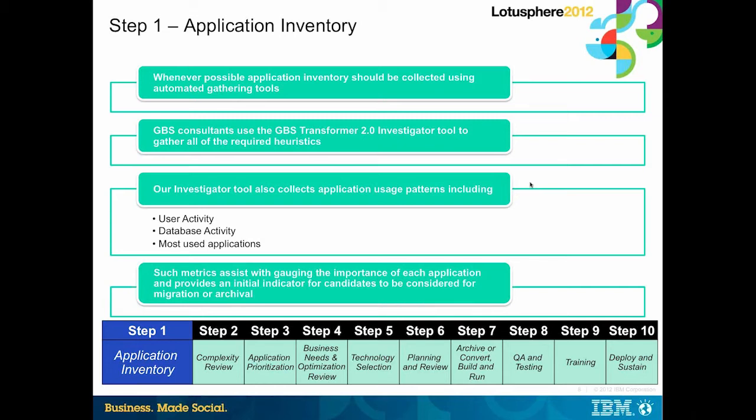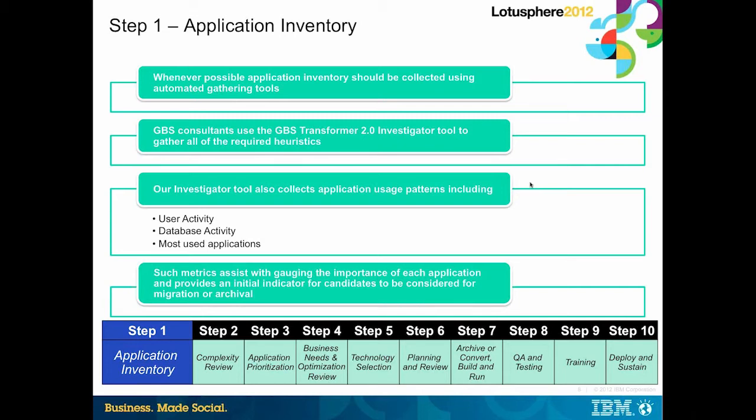Now, there are lots of vendors, IBM and Domino-based vendors, that provide tools for this. We also offer a tool called the Transformer 2.0 Investigator. Whether you use our investigator tool or you get someone else's investigator tool, I highly recommend that you automate the process of actually going out and collecting this information. It's going to provide you more than just a list of the applications. It's going to hopefully also give you user activity, database activity. One of the most important considerations is whether the application has actually ever been used or not.